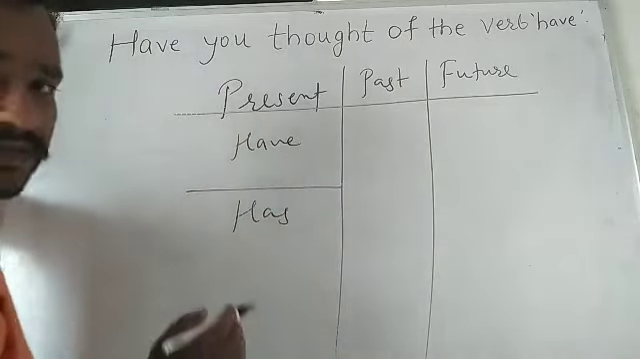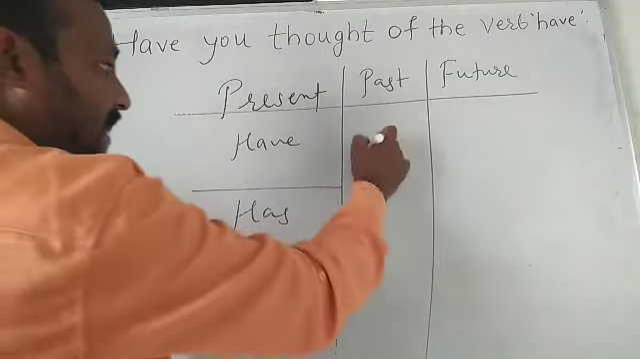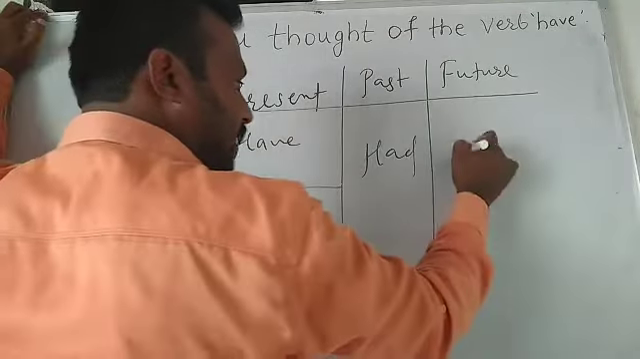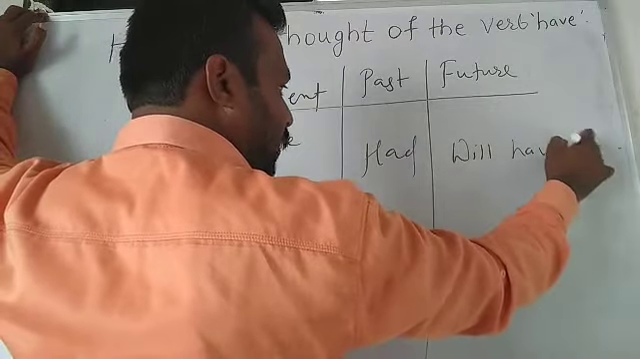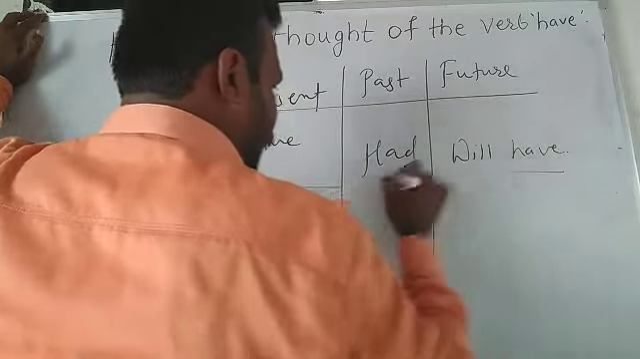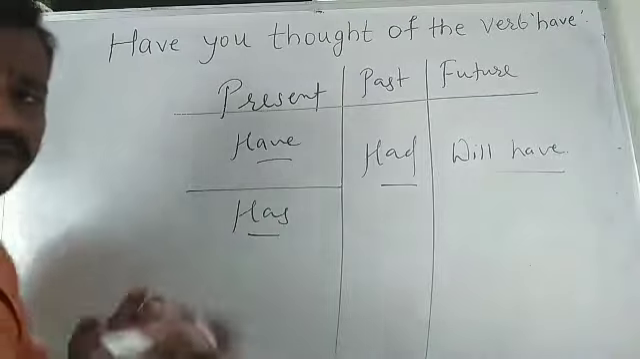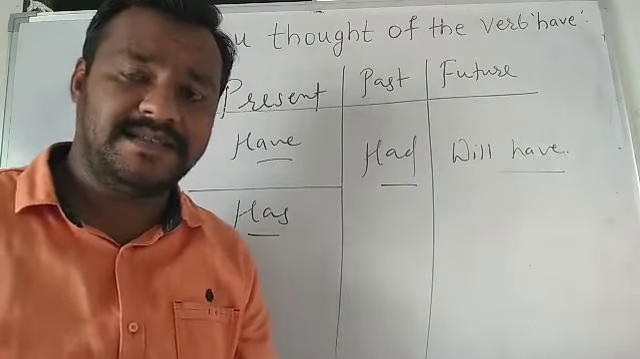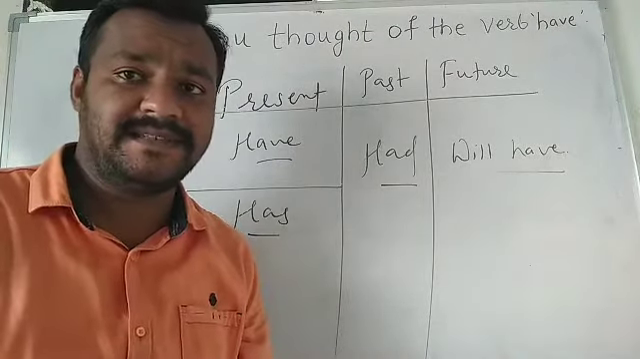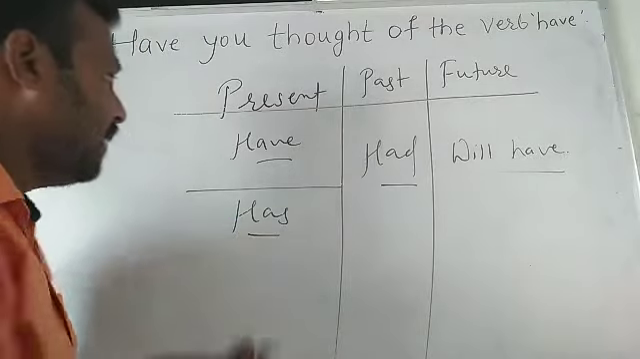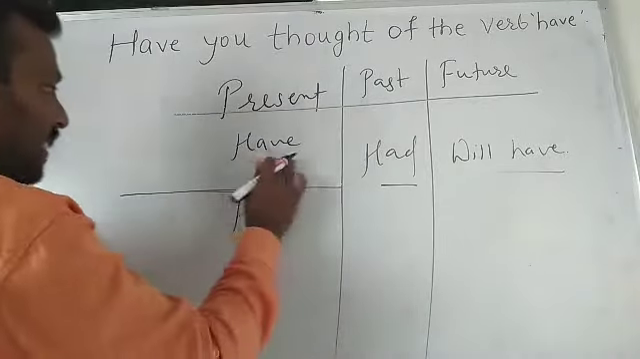Have and has. These two forms are there. In past only one form is there, had, and in future that is will have. So here these are the forms in different sentences as per the tense. According to the tense and subject, we have to use this kind of forms. So these have forms are used.